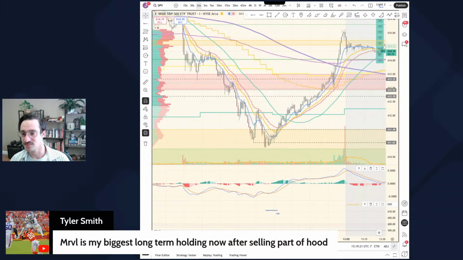Tyler Smith saying Marvell is his biggest holding. Okay. Big baller. I like that. After selling part of HOOD. Oh, my man. Very good. I'm a massive HOOD bull, and I'm essentially all out of my position. I just have a very small amount of shares to keep tabs on it, but what a trade, right? Beautiful stuff.